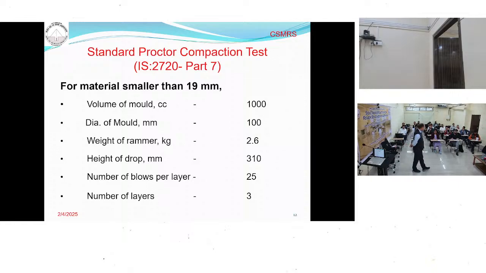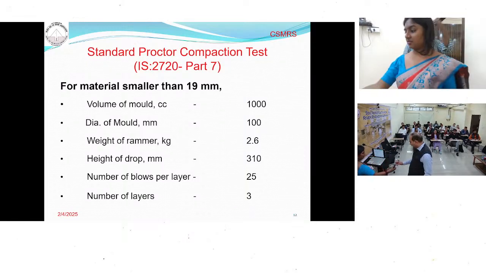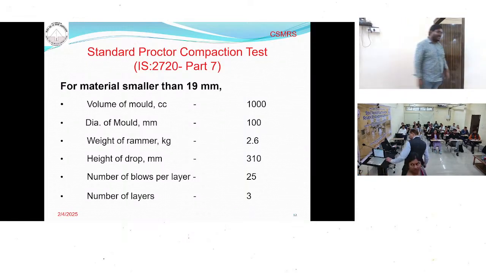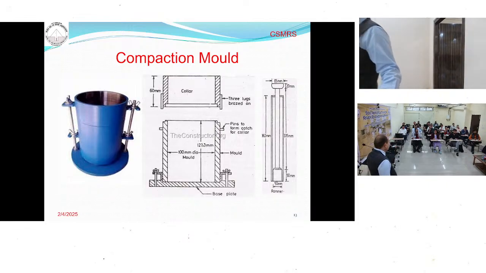For this mold, in case of the standard Proctor, the mold is filled in 3 layers, and each layer is compacted by a rammer of 2.6 kg, which falls from a height of 31 centimeters. So these are the general dimensions of the molds.